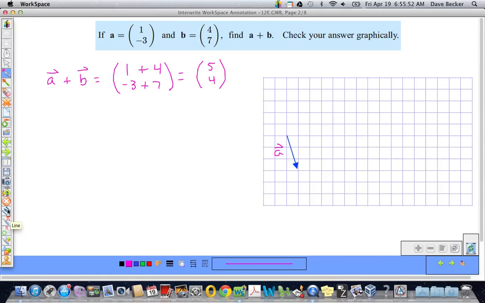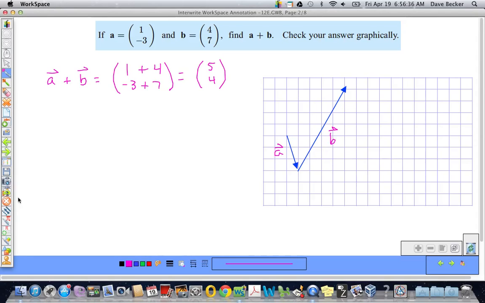Okay, so now from that point right here, we're going to add to A vector B, and vector B is 4, 7. So I'm going to go right 4, 1, 2, 3, 4, and up 7. Oops, got to start over. Okay. So 1, 2, 3, 4, 1, 2, 3, 4, 5, 6, 7. So there we are. Okay, so then that should be about there. Sorry about that. So this is vector B.